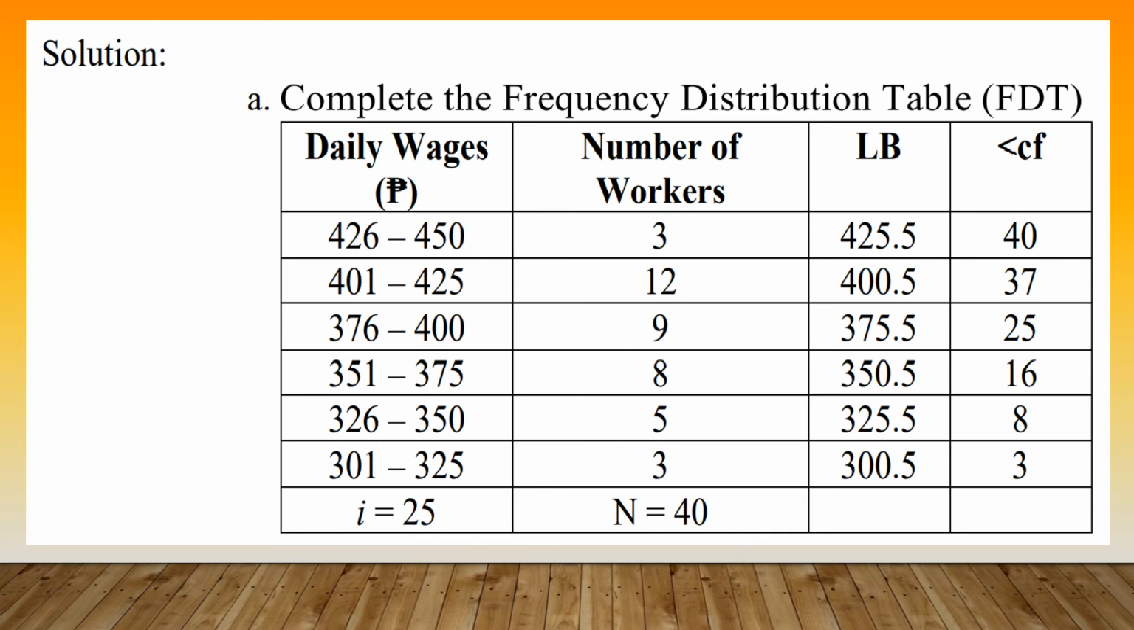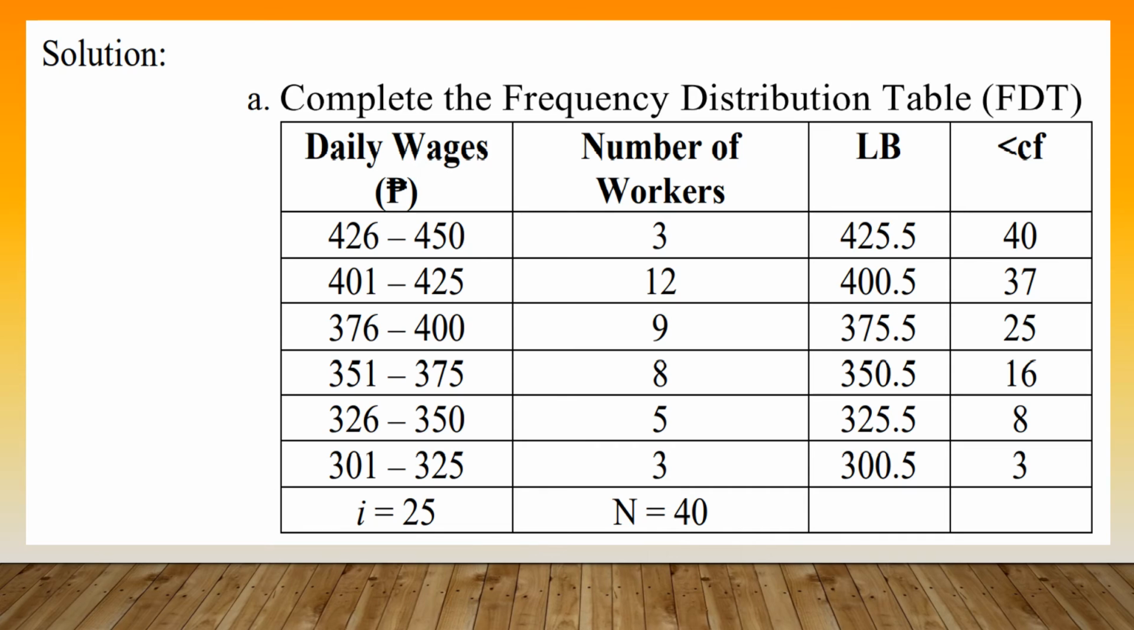351 minus 0.5 is equal to 350.5. 376 minus 0.5 is equal to 375.5. 401 minus 0.5 is equal to 400.5. 426 minus 0.5 is equal to 425.5.